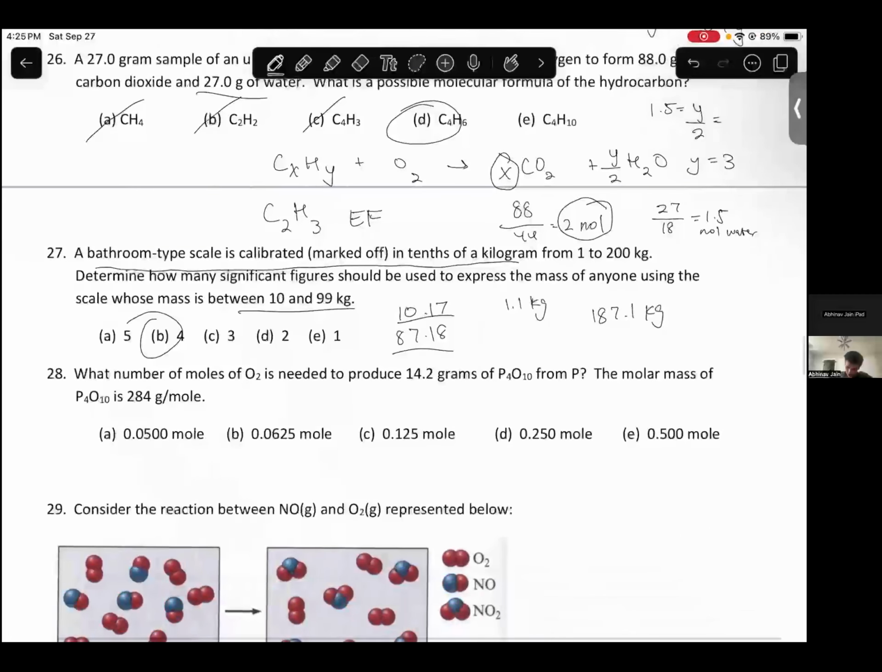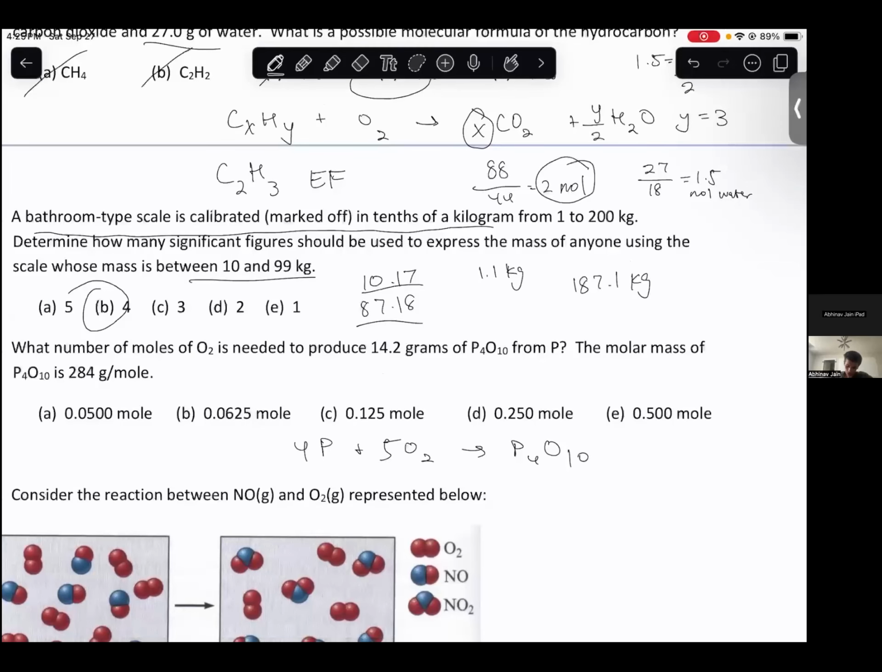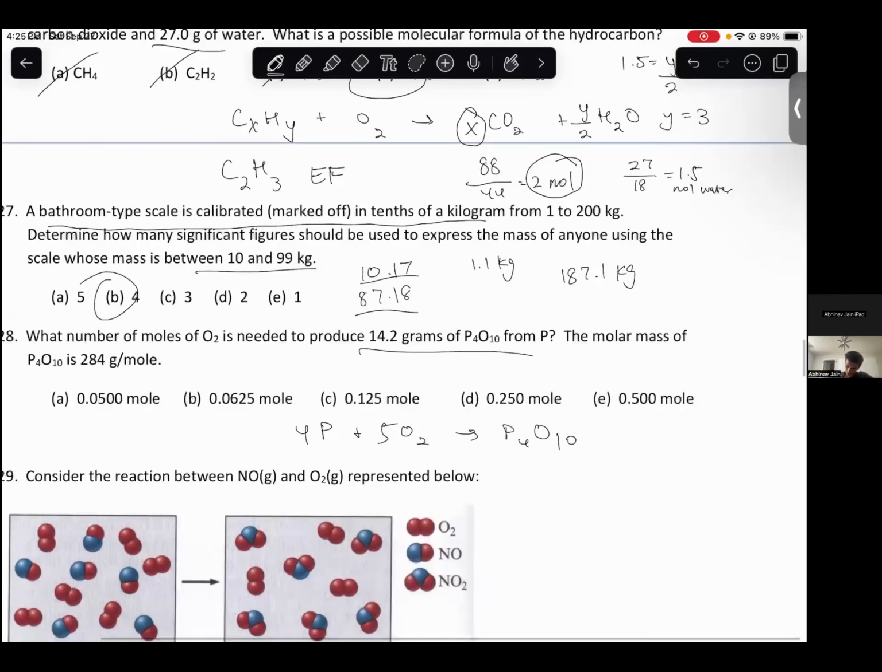28. What number of moles of O2 do you need to produce 14.2 grams of P4O10 from P? The molar mass of P4O10 is 284 grams per mole. So if we rewrite the equation, P plus O2 makes P4O10. Let's balance it. We're going to need four phosphoruses and then five O2 molecules to get it balanced on both sides.